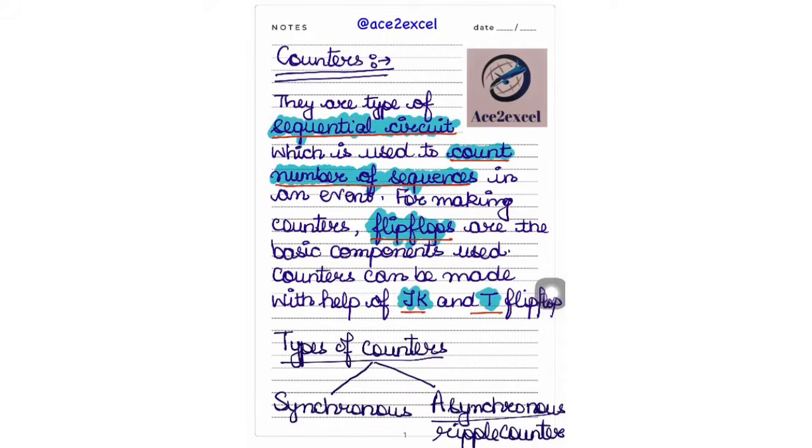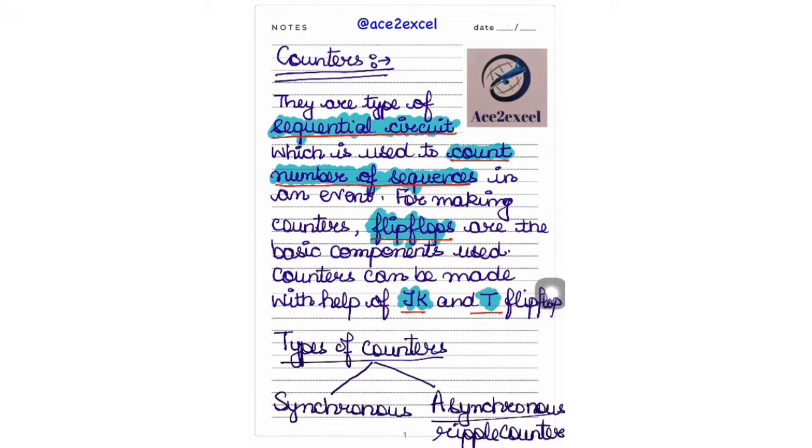Today we'll be talking about counters. Counters are applications of flip-flops. They are a type of sequential circuit which is used to count the number of sequences in an event. For making counters, flip-flops are the basic components used. Counters can be made using JK or T flip-flops.